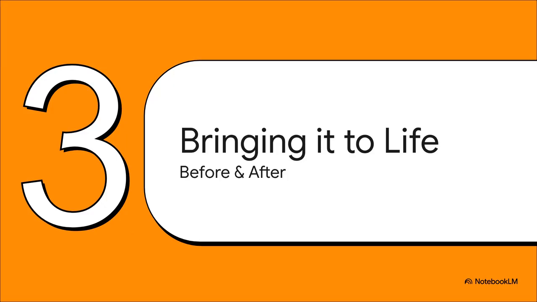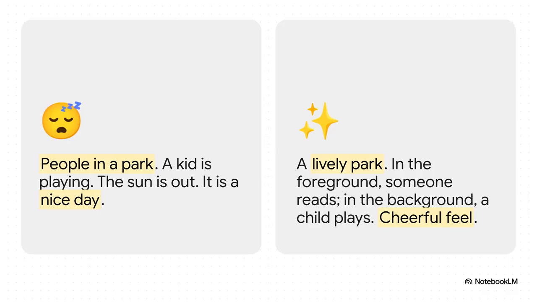So now we have the 5-step blueprint and we have the vocabulary toolkit. Let's put it all together and see what happens. This is where the magic really comes to life. Check out this before and after. Okay, so look at the left. A totally basic description. There are people in a park. A kid is playing. I mean, it's not wrong, but it's boring, right? It's just a list.